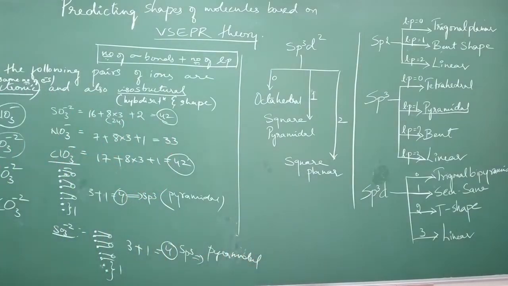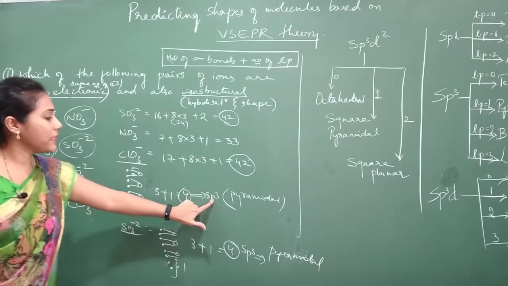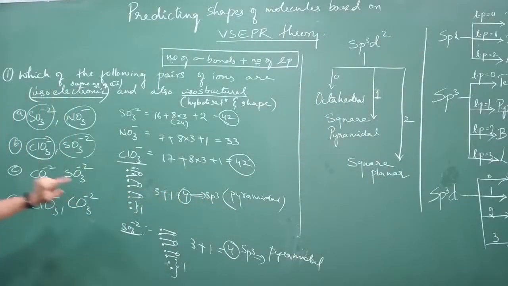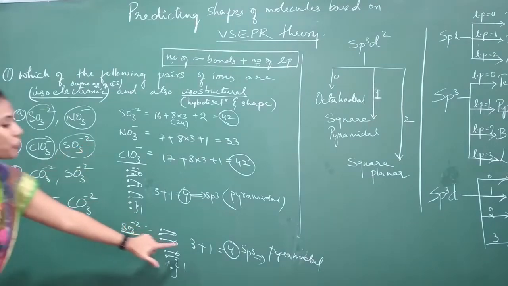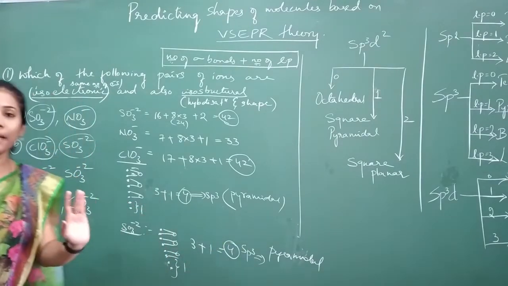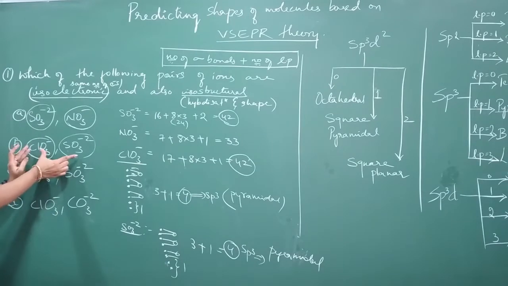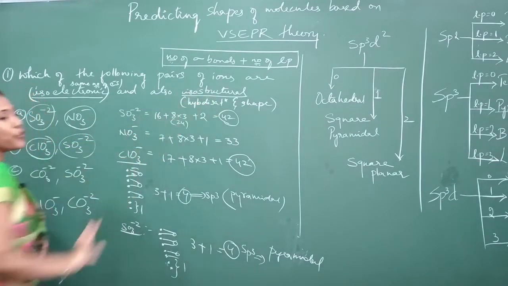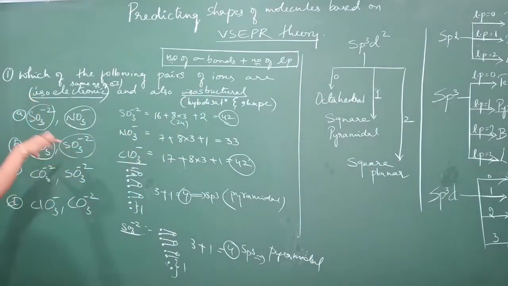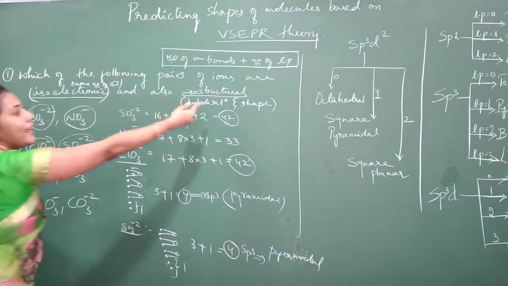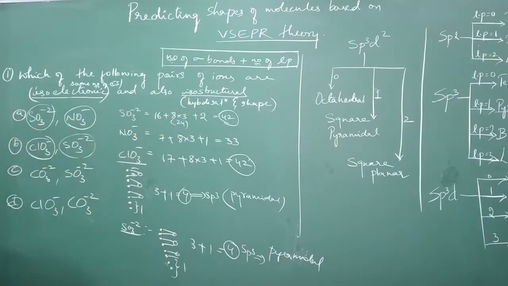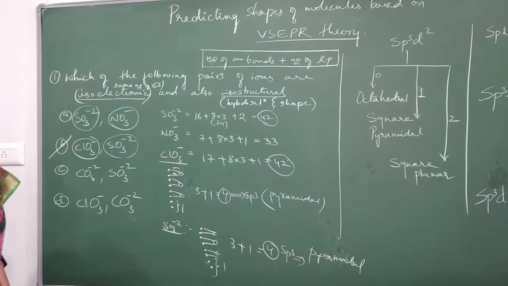See, ClO3 minus is also showing sp3 hybridization and pyramidal shape, and SO3 2 minus is also showing sp3 hybridization and pyramidal shape. That means both the molecules can be said as isostructural species. They are isoelectronic also and they are isostructural also. So, which is our option? Definitely option B is the correct answer.